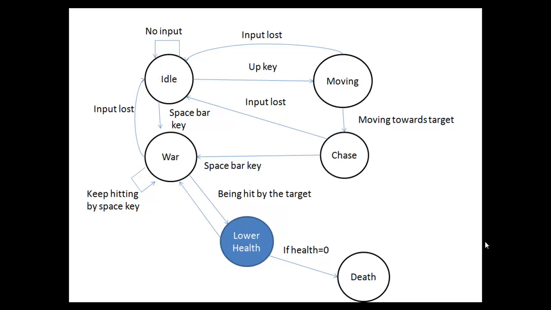In the lower health state, if we press the space key, then the character will fire bullets and go to the war state. But if the health of the character becomes 0 because of the turtle's bullets, then the state reaches the final state, that is the death state.